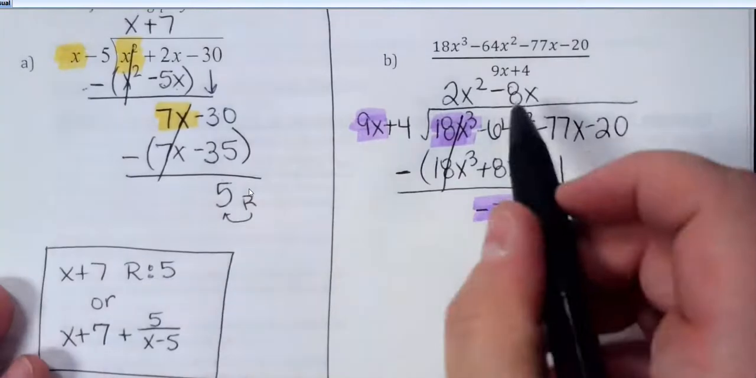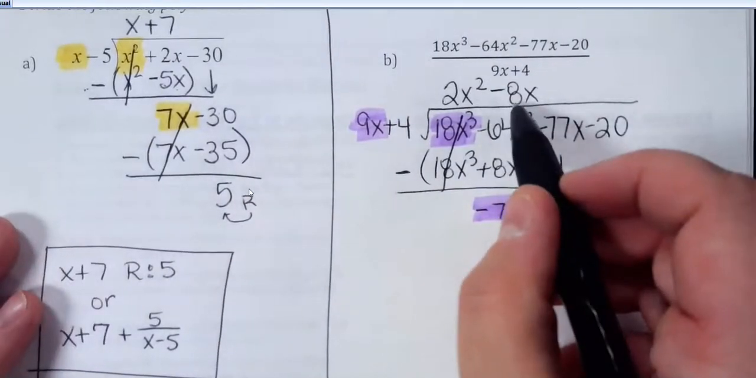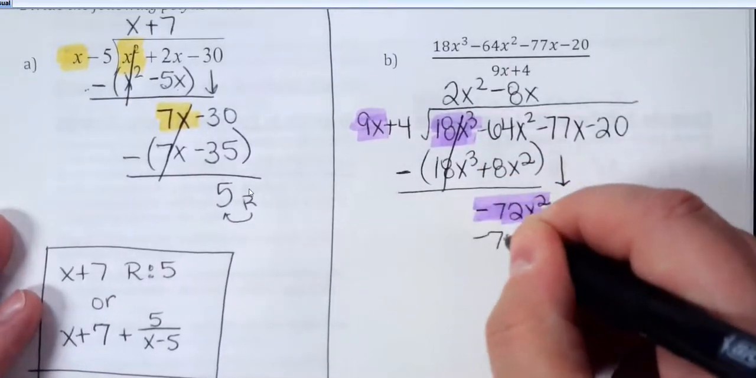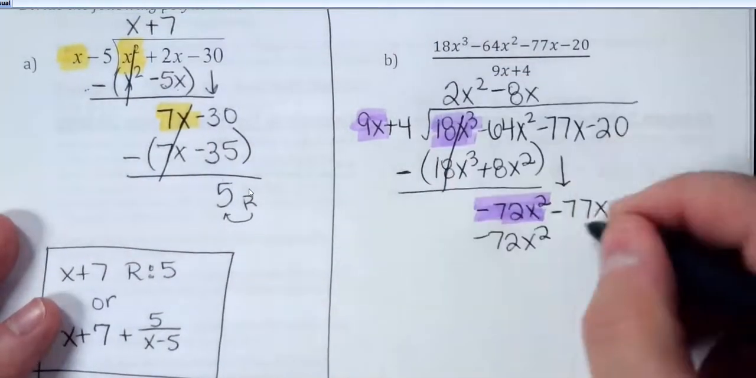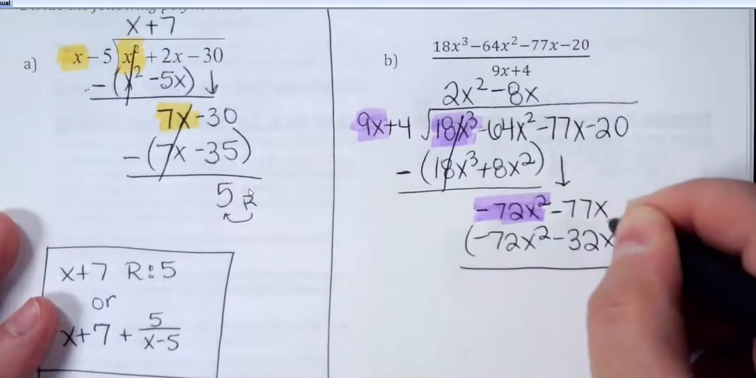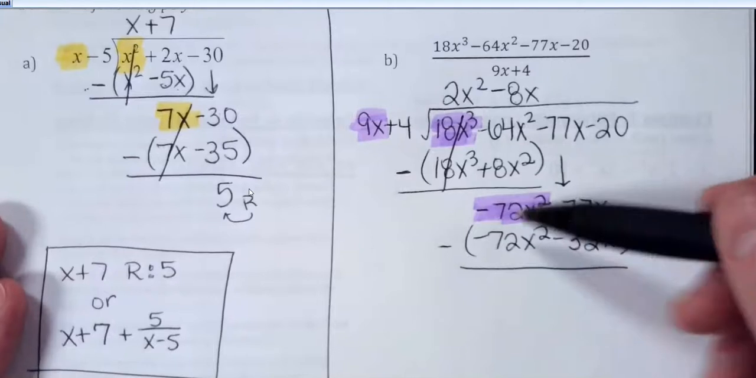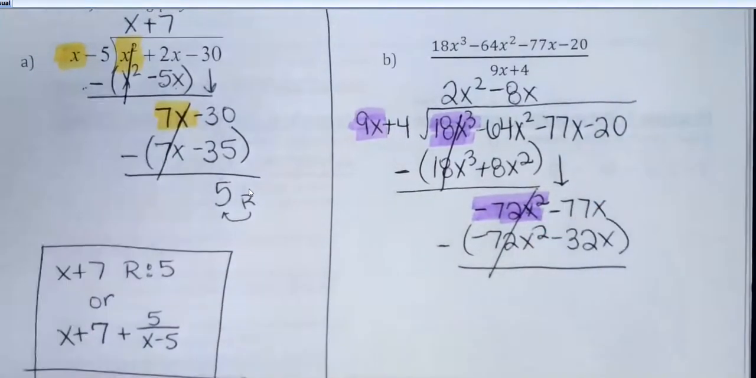Okay, now this will look a little different than the last question because we haven't had one that looked like this yet. But negative 8x times 9x is negative 72x squared. That matches up. Negative 8x times 4 is negative 32x. Okay, minus a negative. This is really negative 72 plus 72, so that's gone, which it should be.